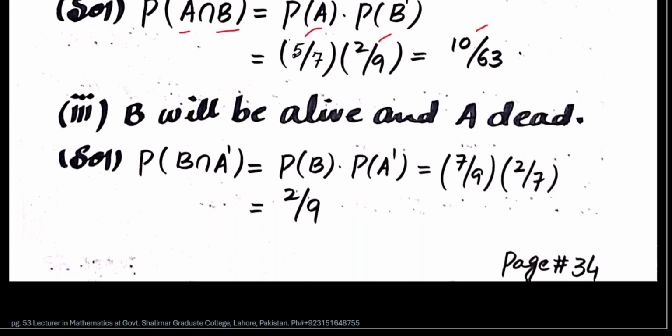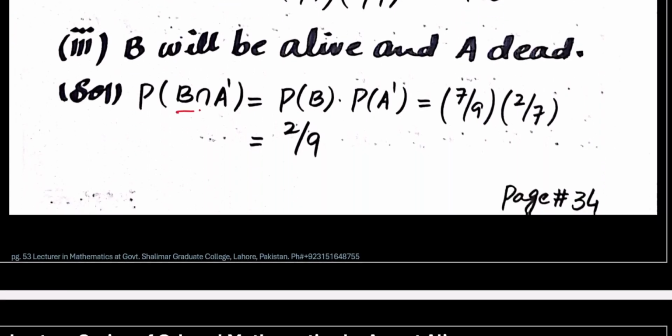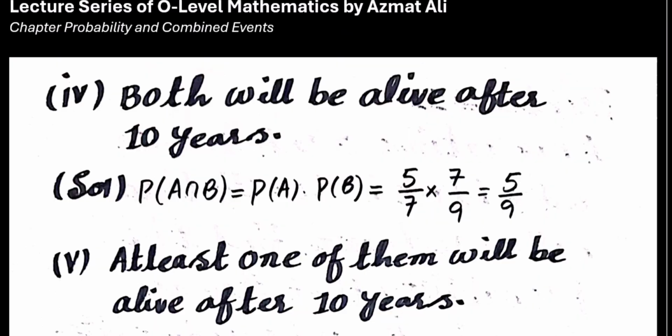B will be alive and A will be dead. This is probability of B intersection A complement, that is probability of B into probability of A complement. After multiplication this is 2 by 9. Both will be alive after 10 years. That is probability of A intersection B, probability of A into probability of B, 5 by 7 times 7 by 9, that is 5 by 9.